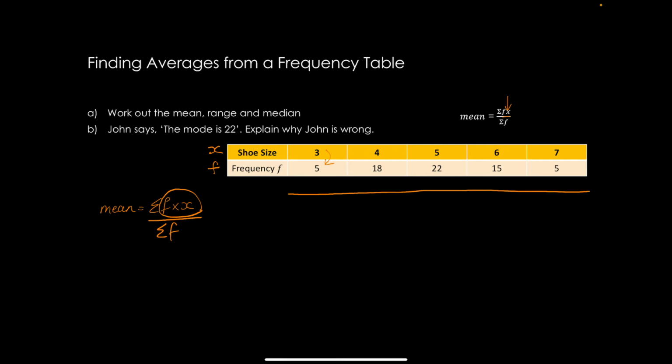So I'm going to do 3 times 5, which is 15. Okay, I'm then going to do 4 times 18, which is 72. I'm then going to do 5 times 22, which is 110. I'm going to do 6 times 15, which is 90. And I'm going to do 7 times 5, which is 35. So what I've done is I've done f times x there.